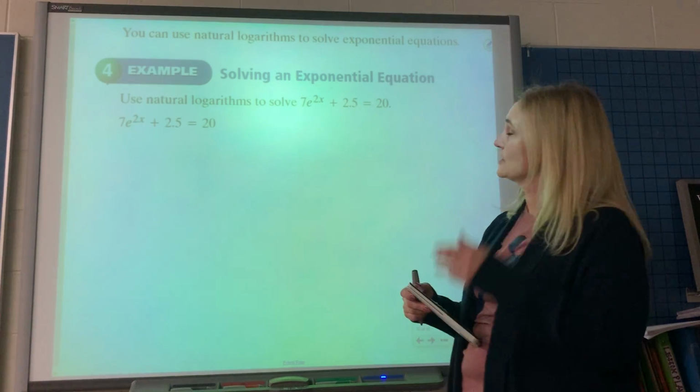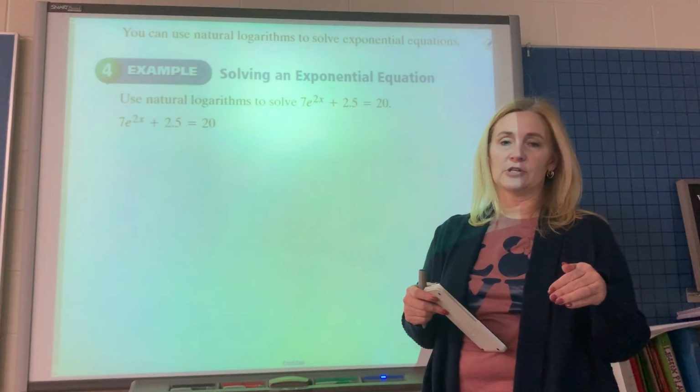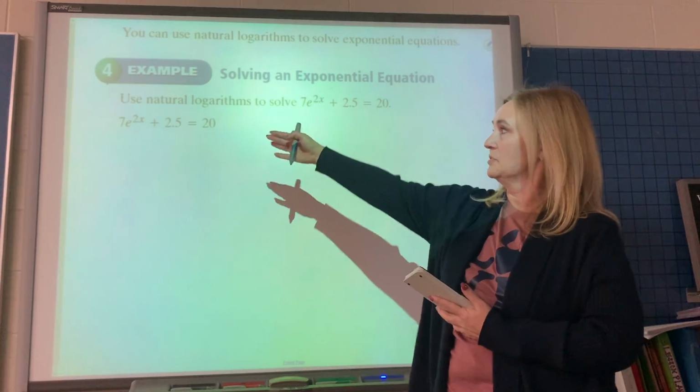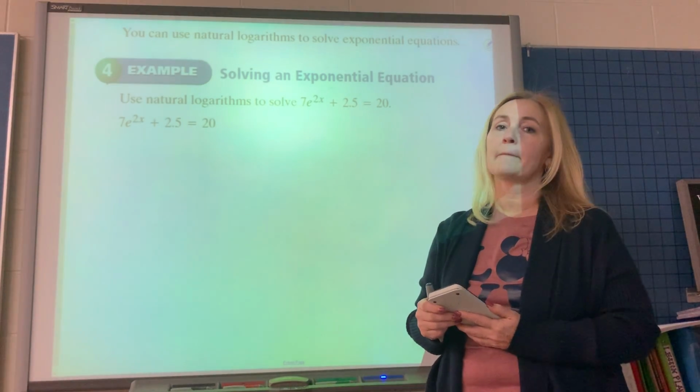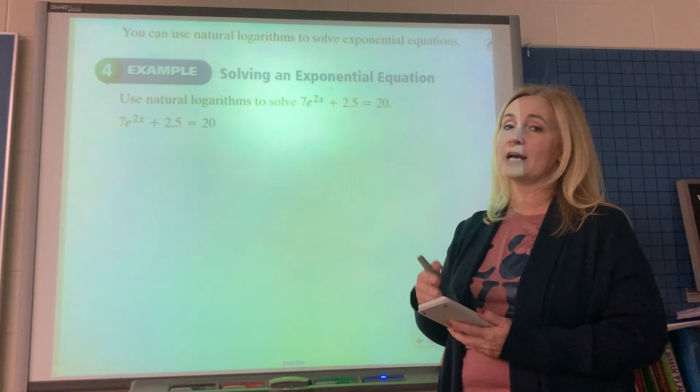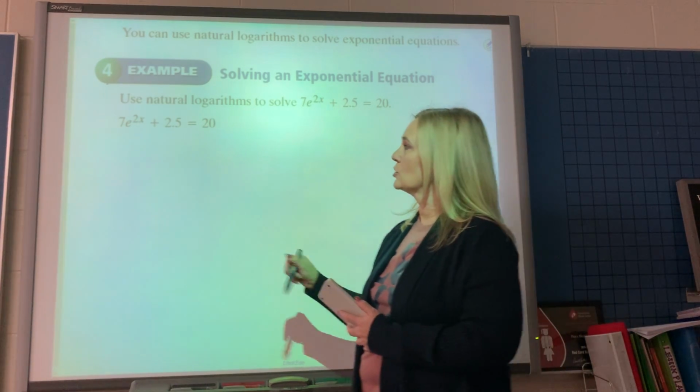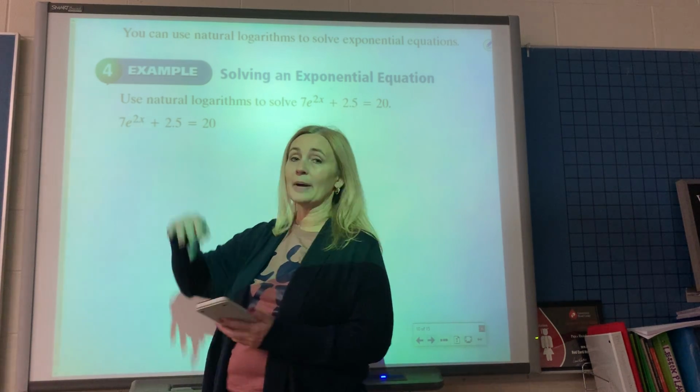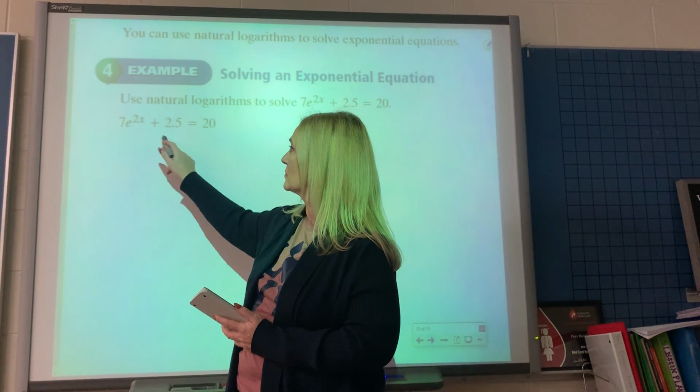Solving an exponential equation. So those were natural log equations. They were given to us as natural logs. This one, you don't see natural log in it anywhere. This one is already in exponent form, and you're going to use natural logs to solve it. So you want to get the part that has the e to the power by itself. First thing you're going to do is subtract this over to the other side.